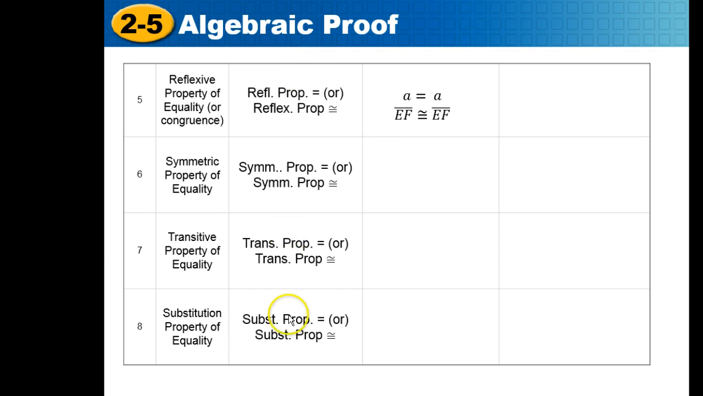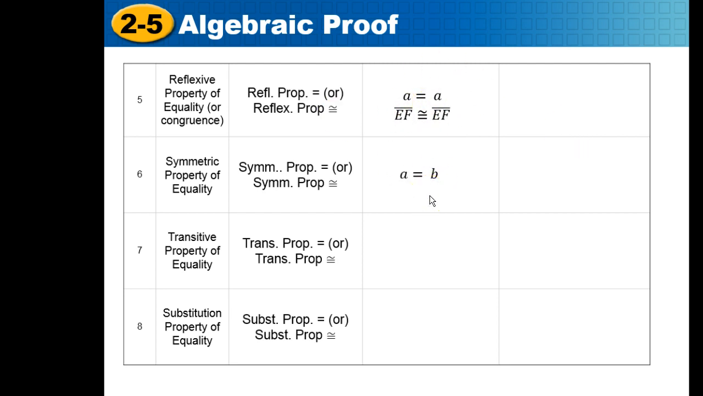Again, this column right here is what you're actually going to write. These are the abbreviations for the properties. Notice we don't have a then for the reflexive property. Basically, you could rewrite this column, but we just have one step for the reflexive property.